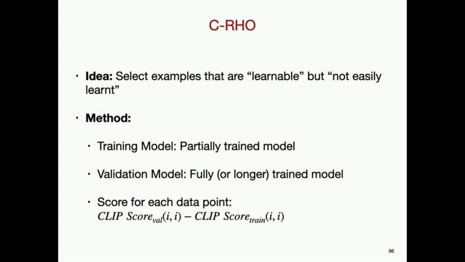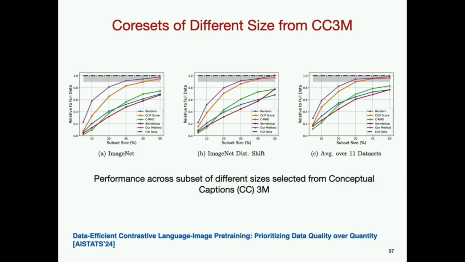And this is very similar to the idea we discussed earlier in the dataset cartography paper, where you want to pick points of middling difficulty. So this is another heuristic we have. This is the same graph we had earlier, but I've now added the heuristics.